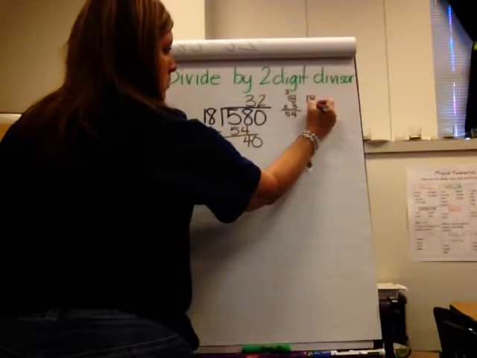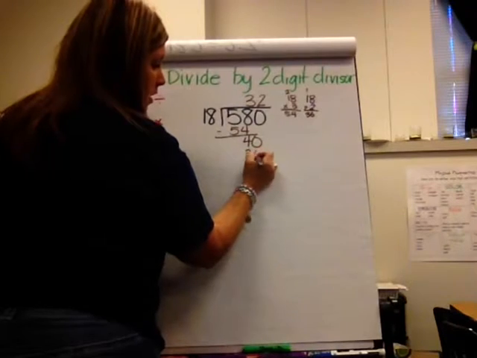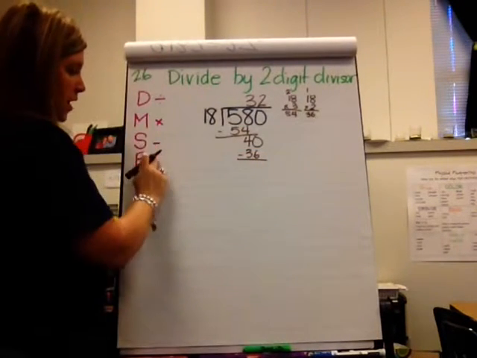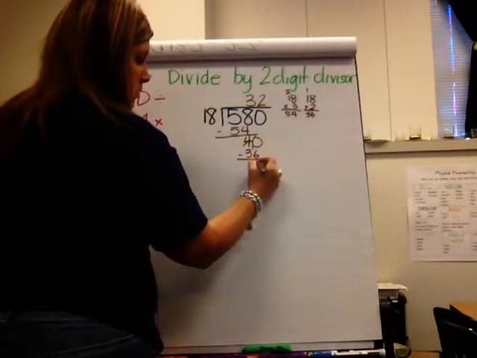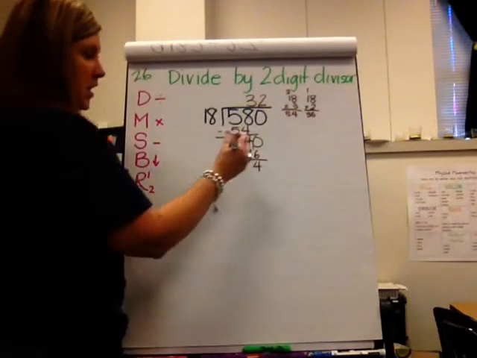So 2 times 8 is 16, 2 times 1 is 2, plus 1 is 3. 36, again, subtracting. Do I have anything to bring down? No. So then that would mean I have a remainder.